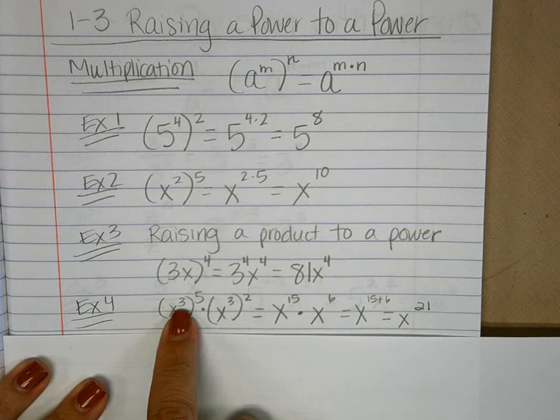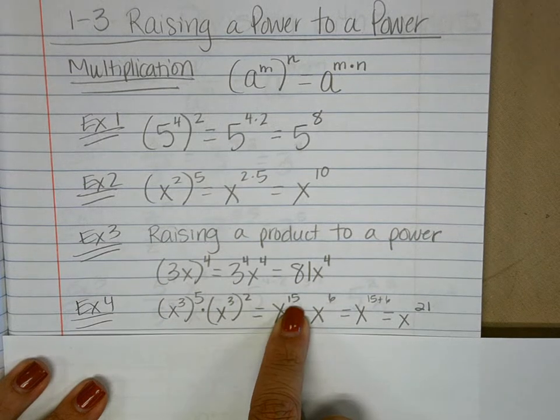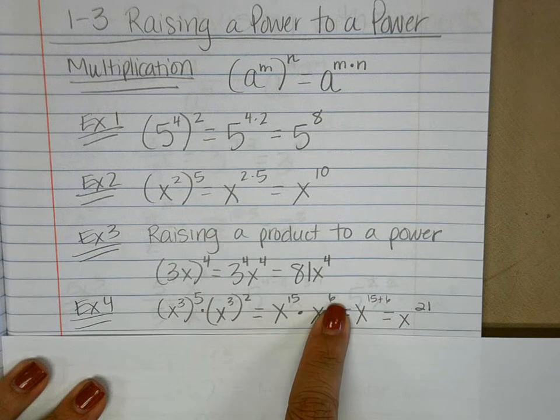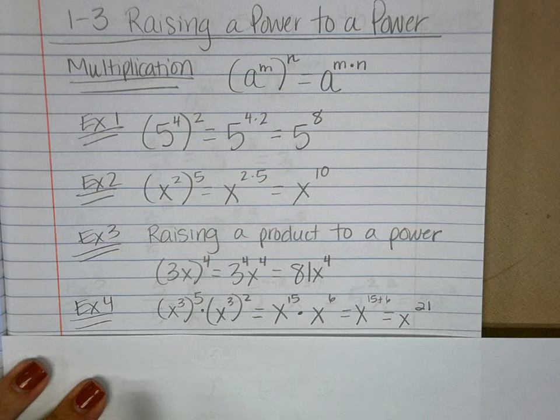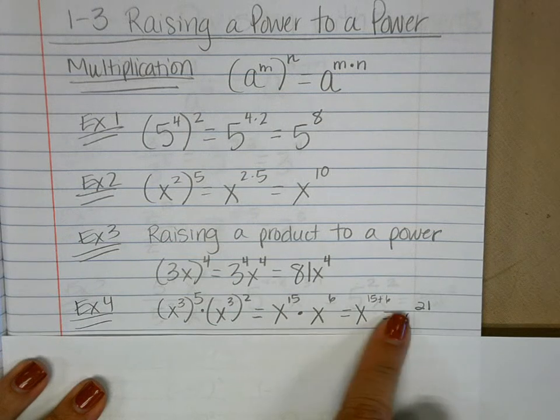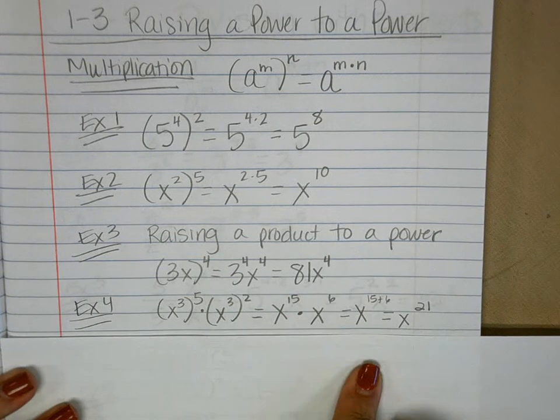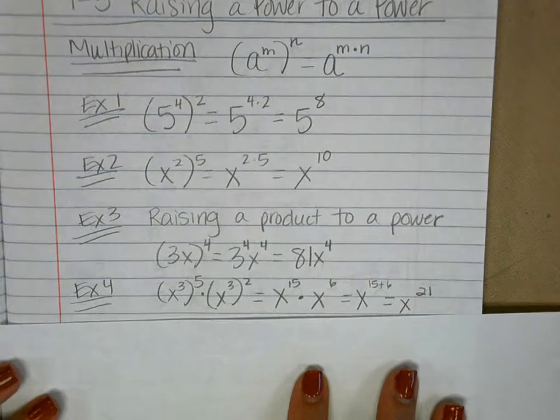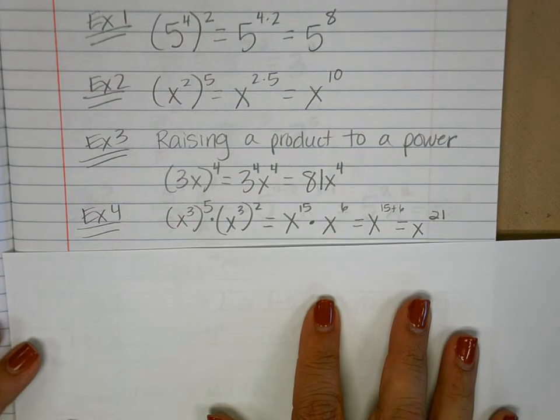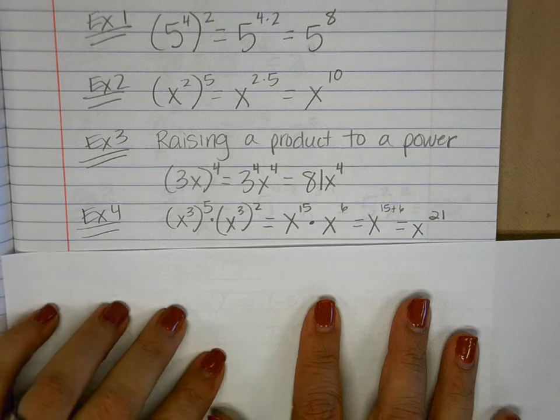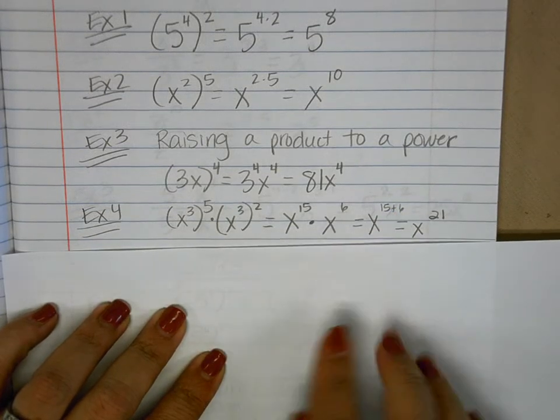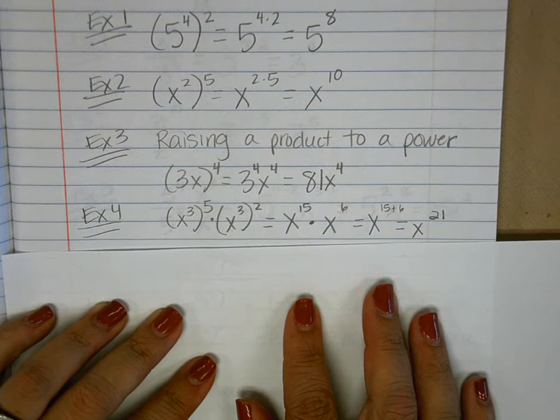So this is 3 times 5, so that's how we get the 15. This one's 3 times 2, that's how we get the 6. And then we go back a couple days where we added the exponents, and that's why I added them there. So step 1 is to multiply them. Step 2, add those exponents. You would get x to the 21st power.